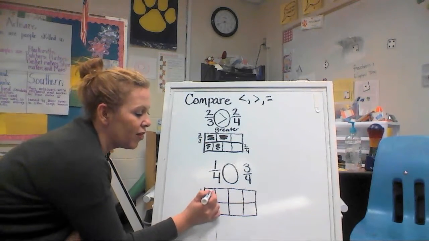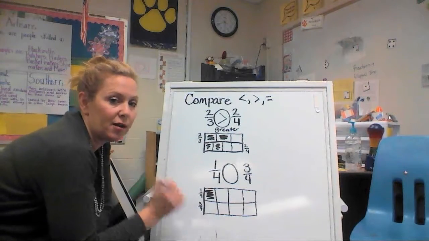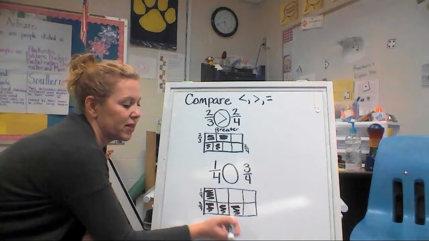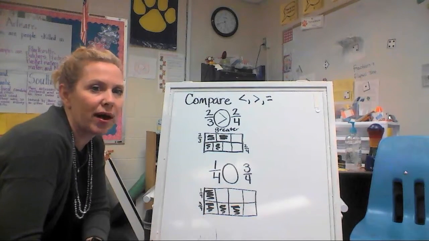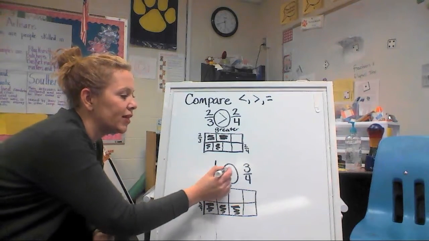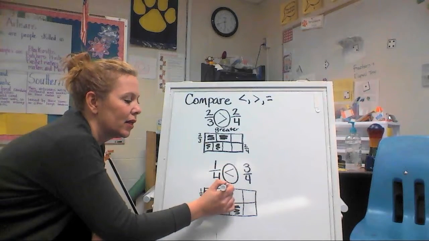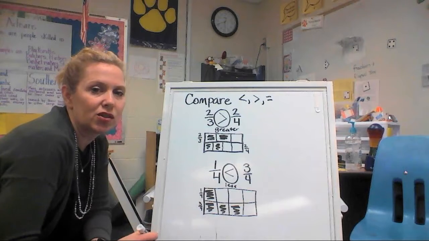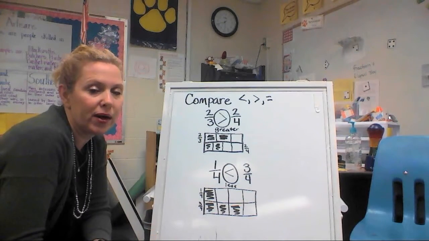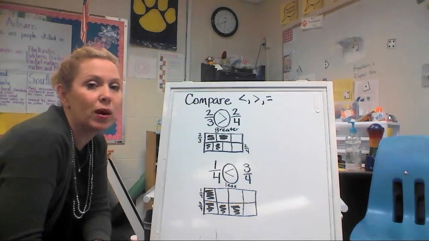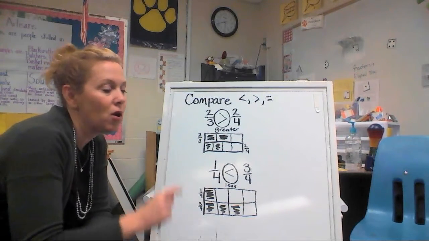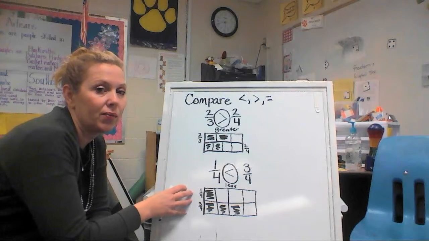So 1/4, only one part is shaded. But 3/4, I have 3 of the 4 equal parts that are shaded. So I can see here that 1/4 is less than 3/4. So as we are comparing our fractions, we really want to make a model. Don't just put that answer down, really make that model.